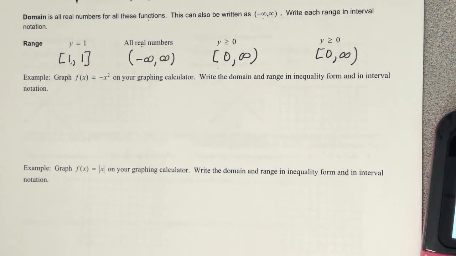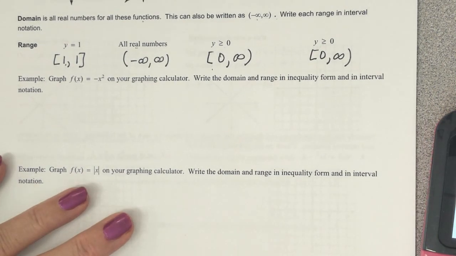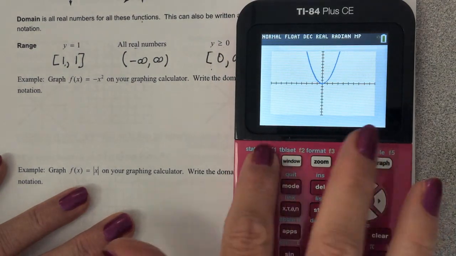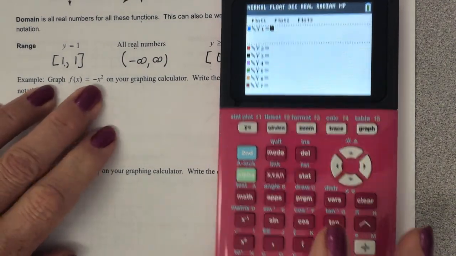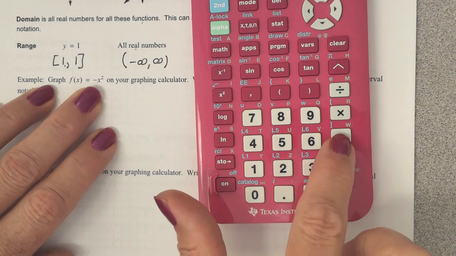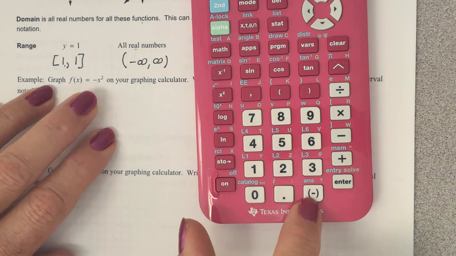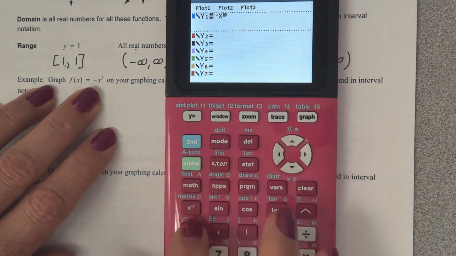Okay, so for our first example here, it says to graph f of x, which just means y, f of x equals negative x squared on your calculator. Write the domain and range in inequality form and interval notation. All right, so we're going to go in here, y equals. Now, very important, I'm putting in negative. Look down here. This is the negative key. You cannot put in subtraction. It won't work. It's going to give you an error. It's negative. Push the negative key, and then x squared.